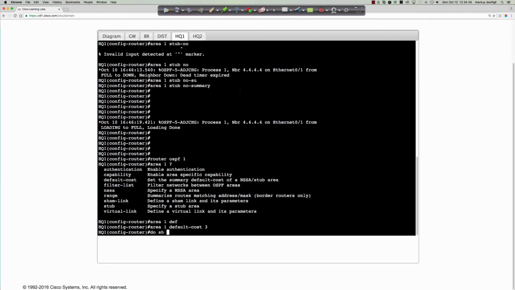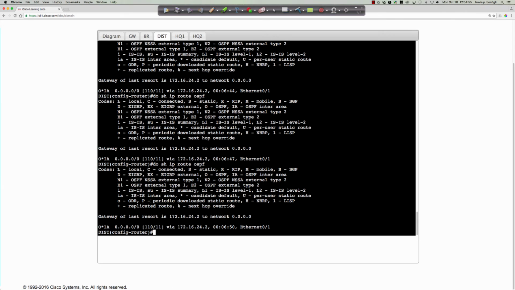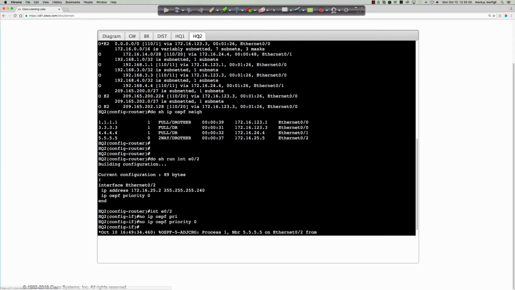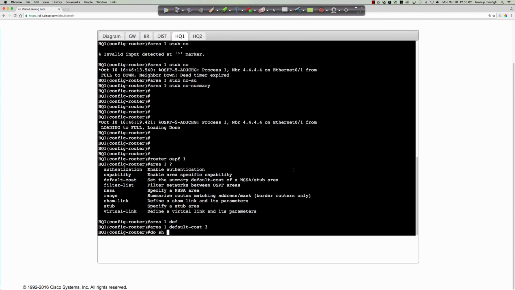And we were doing redistribution, I believe. I can't remember where we saw that earlier. But you saw the cost of 1, and that's why the cost shows as 11 down here on the distribution router. Because when we say from HQ1 that my default cost is going to be 3, what I'm saying is that the total cost will be 13. So if I say area 1 default cost of 3 here, we automatically choose the route through HQ2, correct?